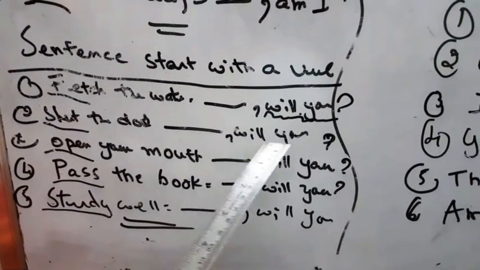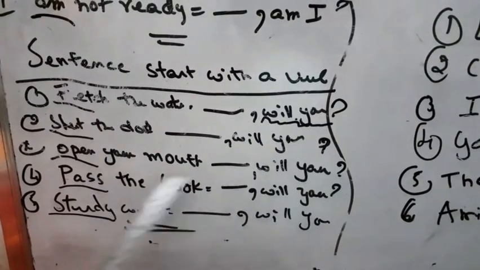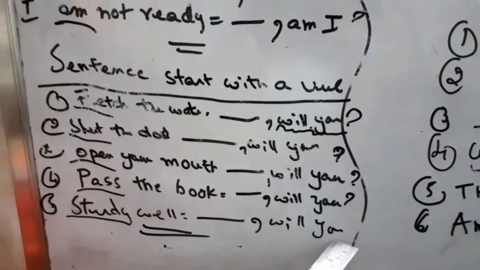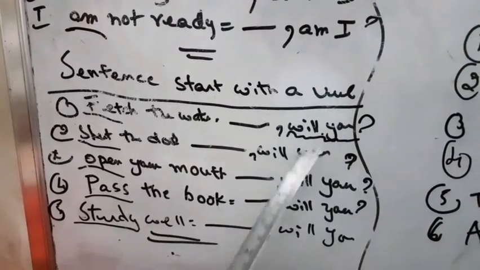Shut the door, will you? Open your mouth, will you? Pass the book, will you? Study well, will you? As the sentence begins with a verb, your answer will be, will you.